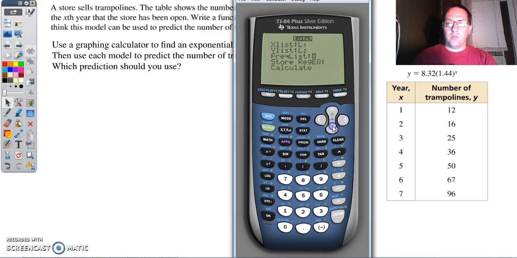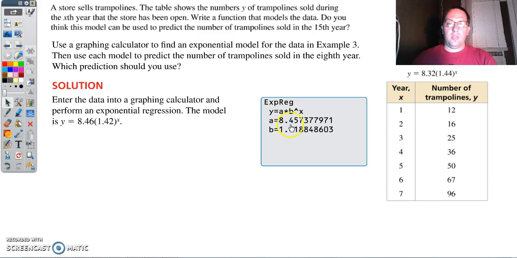Enter. We are going to save this into Y1. Actually, we're going to put this in Y2. Calculate, and there it is. Alright, so we've got our new equation here. Y equals A, 8.457, so approximately 8.46, times B, 1.42 to the X.